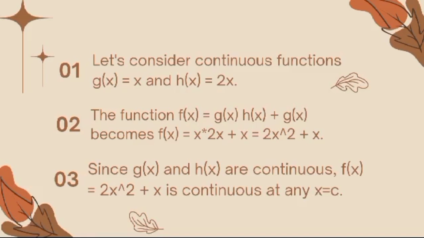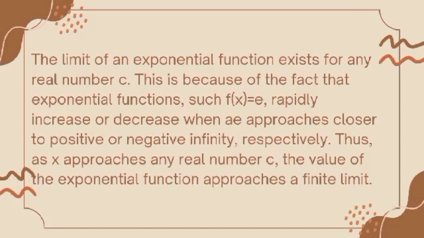Now, since both h of x equals 2x squared and g of x equals x are continuous functions, their sum f of x equals 2x squared plus x is also continuous at any x equals c. This follows the property that the sum of continuous functions is continuous, and since c can be any real number, f of x is continuous for all values of x. And now, here is the conclusion.